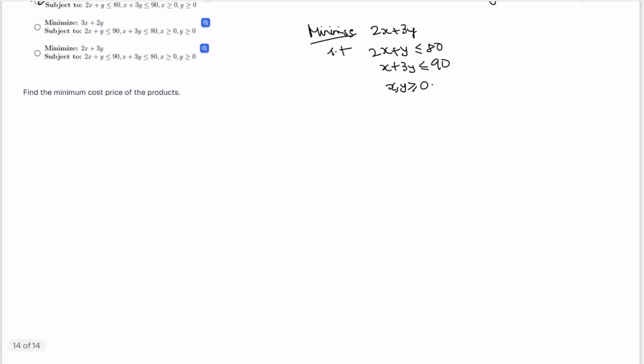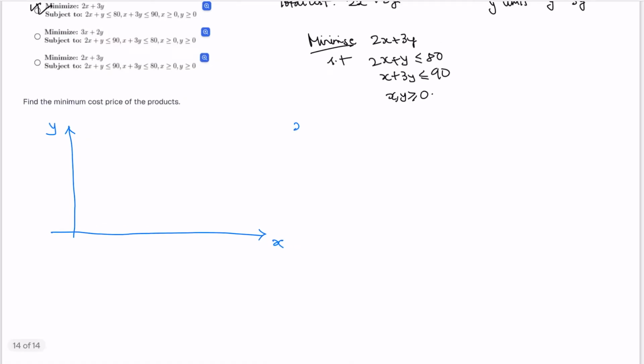Alright, so now let's look at the second question, which says find the minimum cost price of the products. Since this is a two variable problem, we can start off by drawing the graph of the constraints, not of the objective function, but definitely of the constraints. So we have to draw the line of 2x plus y equal to 80 and x plus 3y equal to 90.